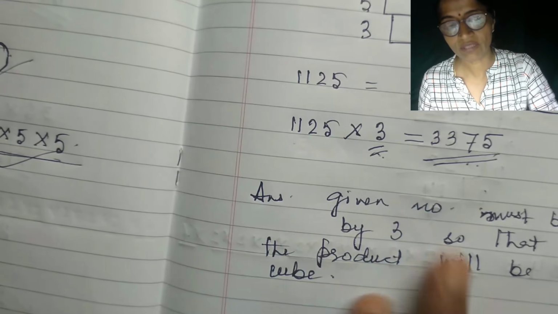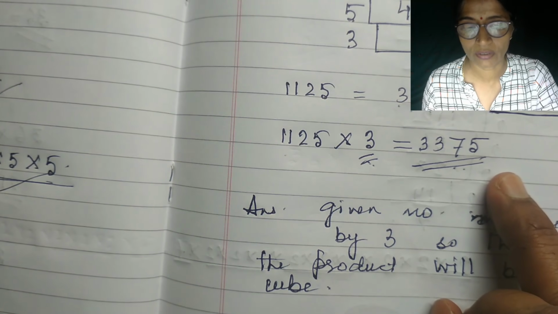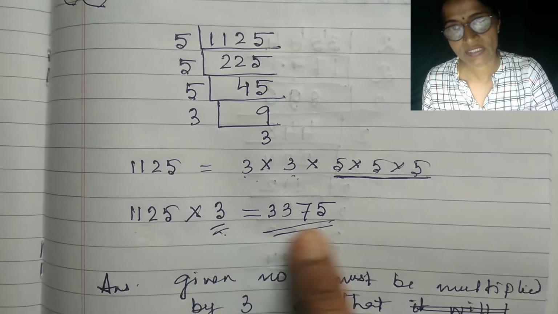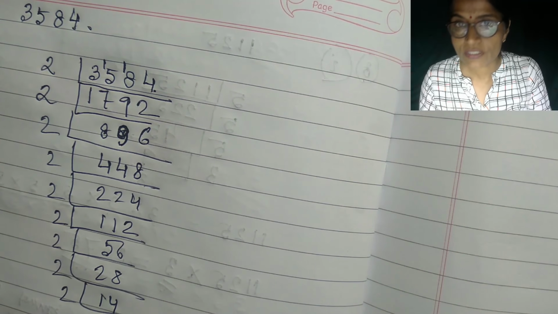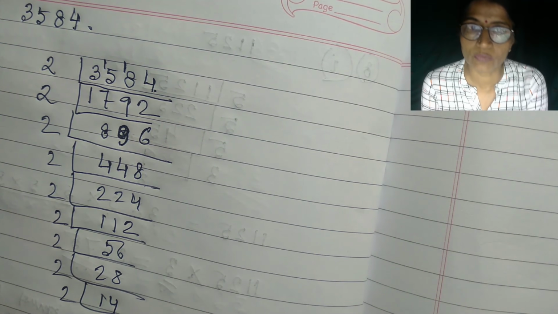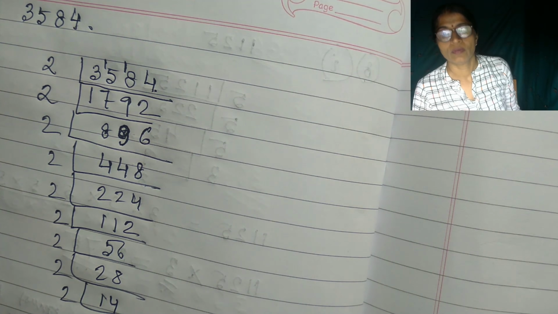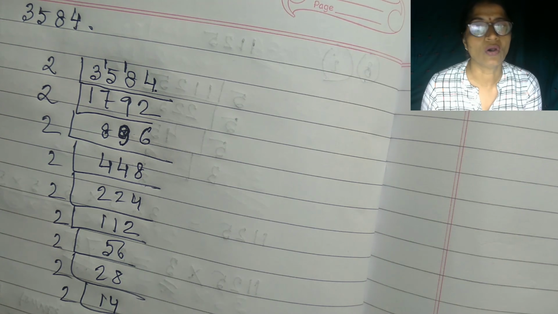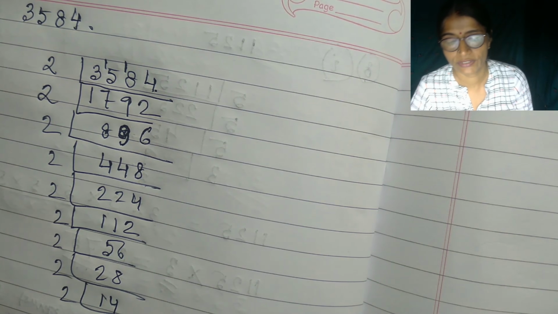And in the same way, we can verify whether 3375 is the perfect cube of any number or not. It is the perfect cube of 15. 3375 is the perfect cube of 15. Even you can verify your answer also. So this is all about whether a given number is a perfect cube or not. If it is not, then how we can convert it into a perfect cube, either by multiplying a number or by dividing a number. So this is all about today's class.